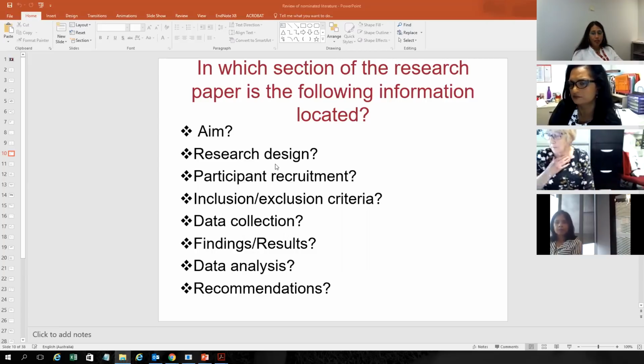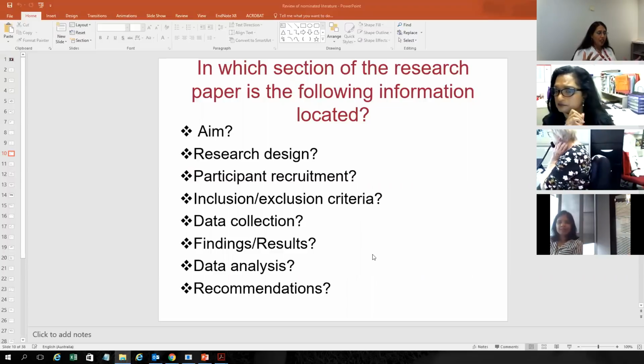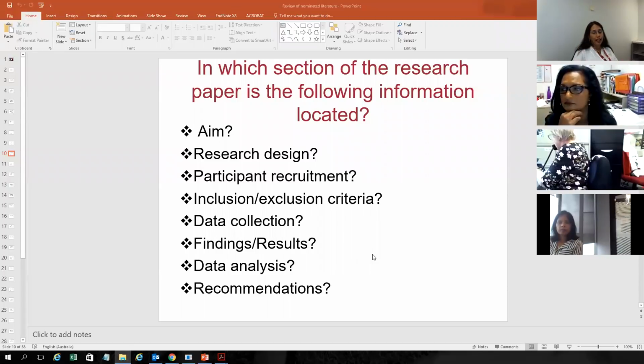Now, the rest of the stuff: research design, participant recruitment, inclusion and exclusion criteria, data collection, findings or results, and data analysis. All of them, you can find them in which section? Can you type in the chat box, please? In the methods section, that's right. So it's very important to know which section contains what type of information. That way you will save time, you'll go to the right section and find the right answers.